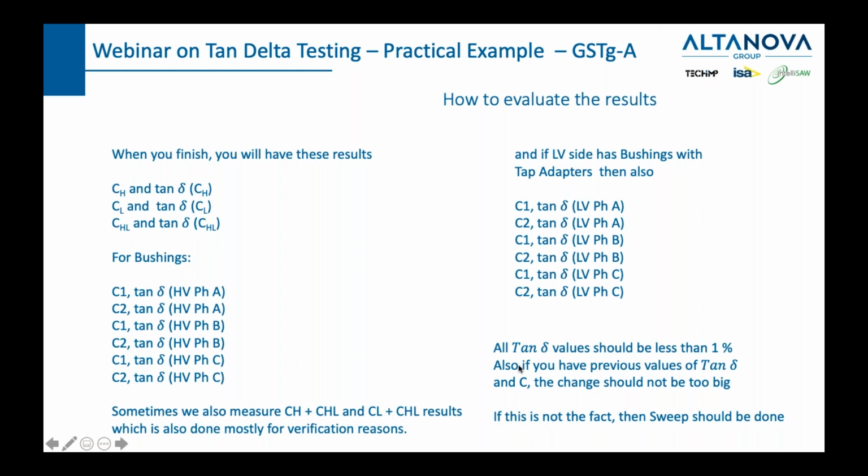And in fact, sometimes if they're not, as we mentioned before, we want to do a sweep. And the sweep means, for example, if tan delta of CH is 1.2, then we will do a test at 0.4, 0.6, 0.8, and 1 time U nominal. And we will see how the tan delta changes with the change of voltage.